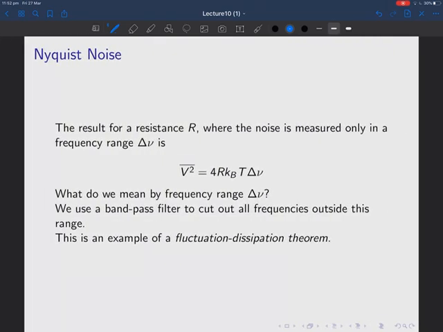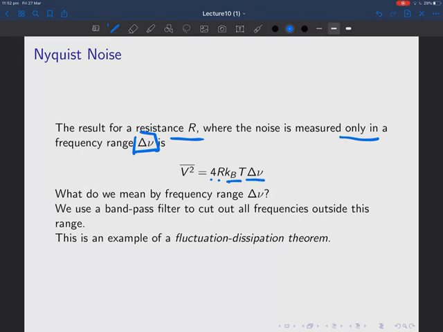Okay, so the result that these gentlemen obtained is as follows. If you have resistance R, and if we measure the noise only in a frequency range delta nu, so that's our frequency range. We're going to measure it between, say, 100 hertz and 400 hertz. In other words, delta nu is therefore 300 hertz. If we measure it in that range, what we find is the square of the voltage fluctuation due to thermal effects is just 4 times resistance times kBT times the frequency range.